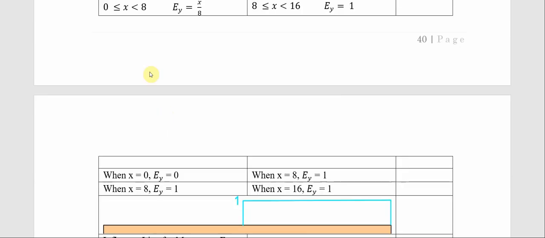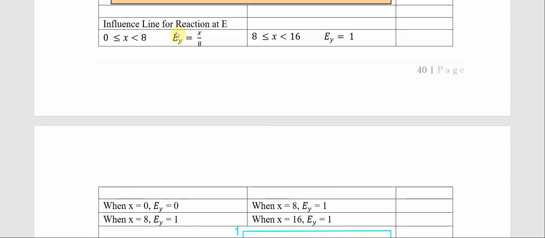calculation. So using this illustration, if EY equals S over 8 from 0 to 8, we just put the value of S equals 0. What is EY? When we put EY equals 0 over 8, that means it's 0. When S equals 8, what is EY? When we put 8 here, 8 over 8, we have 1. That's what we have here.